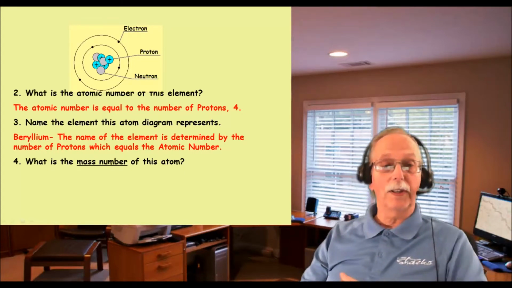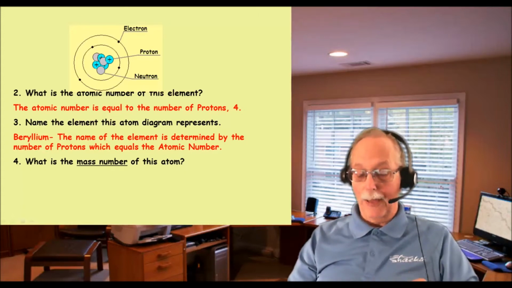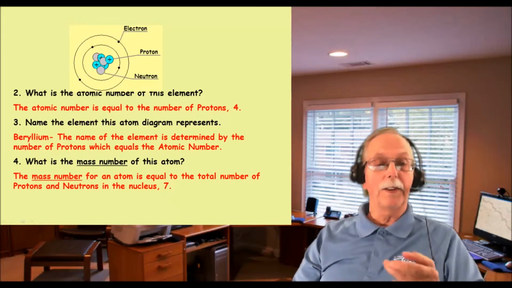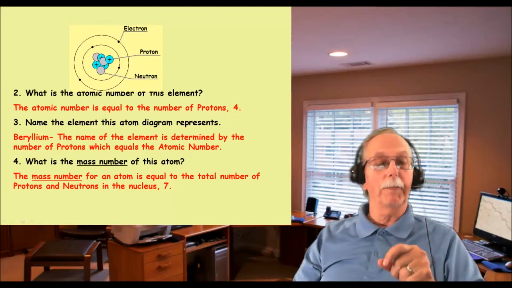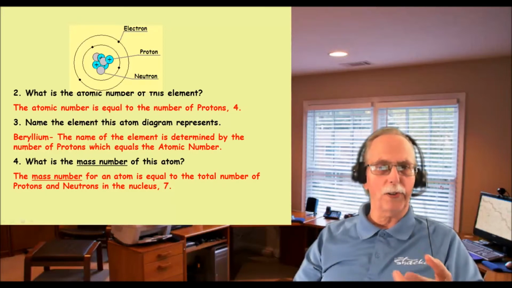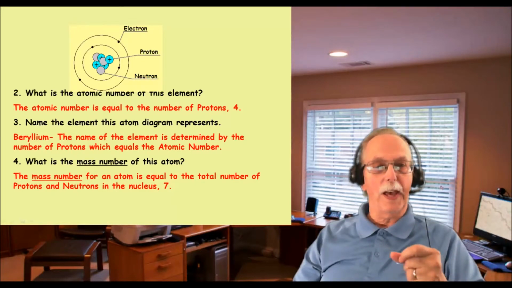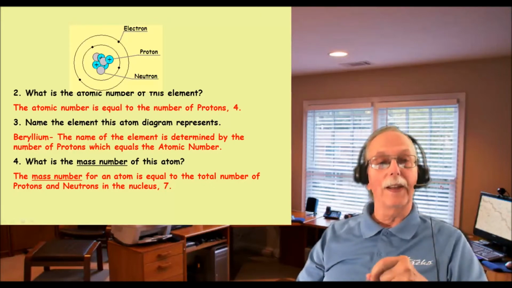And the last question here, what is the mass number of this atom? Well, the mass number in this case is 7. The mass number for any atom is equal to the total number of mass particles, that means protons and neutrons, that are found in the nucleus. In the nucleus of this atom, there are 7 particles. There are 4 protons, 3 neutrons. So let's go ahead and look at the next question.